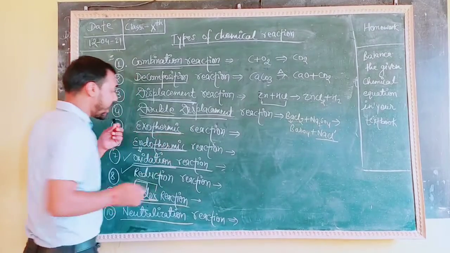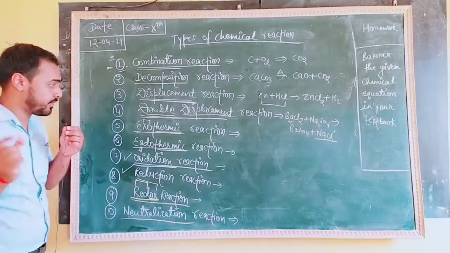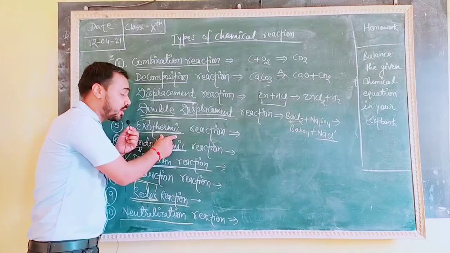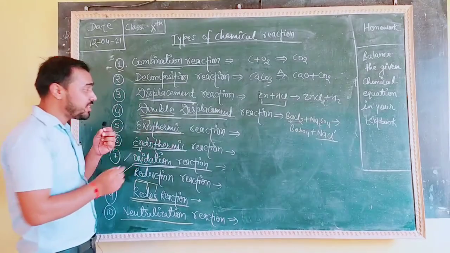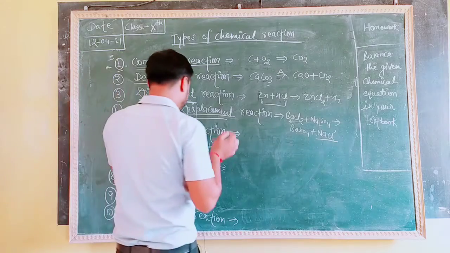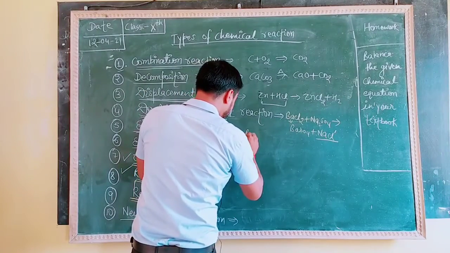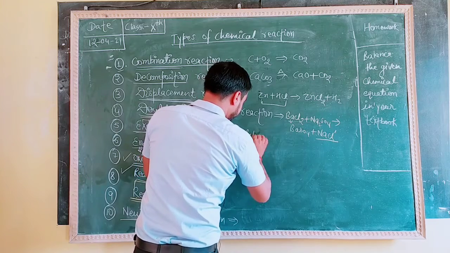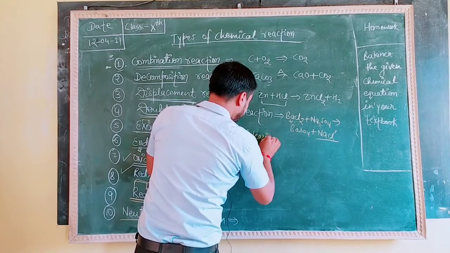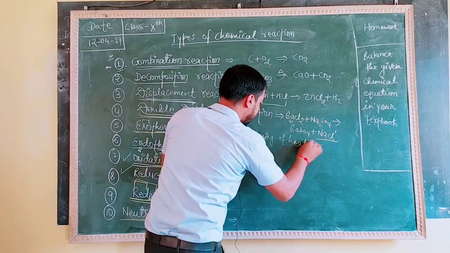So next topic is exothermic reaction. Exo means releasing and thermic means temperature. The reaction in which during the reaction heat is released. Okay, the reaction in which during the reaction heat is released. So here we can write, releasing of heat. What would be an example?